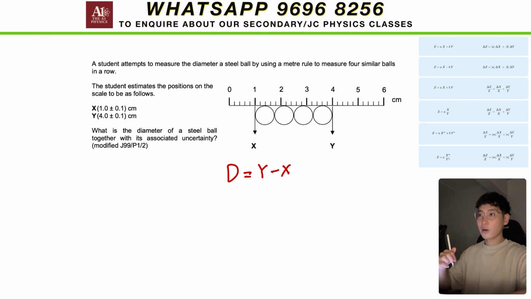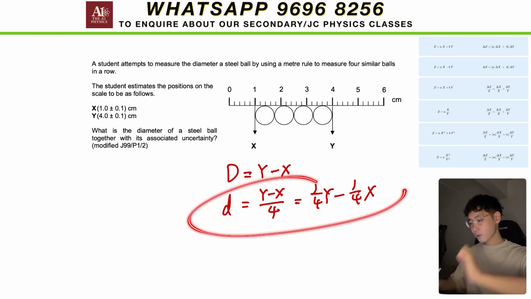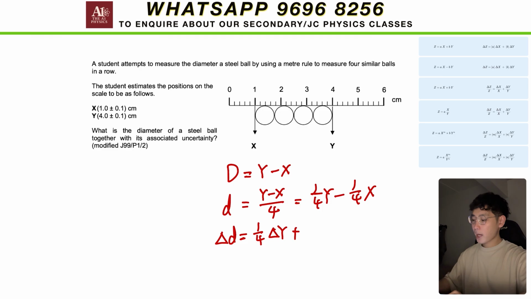So the diameter of one single steel ball, let's call it small d, is y minus x divided by 4, which we can rewrite into 1/4 y minus 1/4 x. We know that over here, this is a case of the first scenario, which is addition and subtraction. If you remember the rules for addition and subtraction, to find the uncertainty for small d, we take 1/4 times the uncertainty of y plus 1/4 times the uncertainty of x.